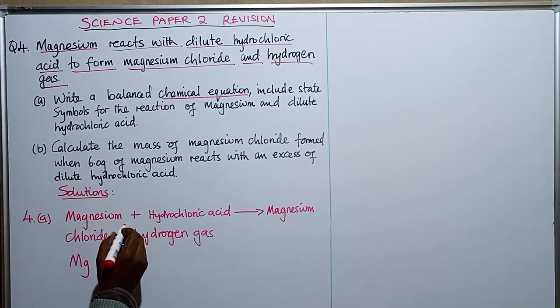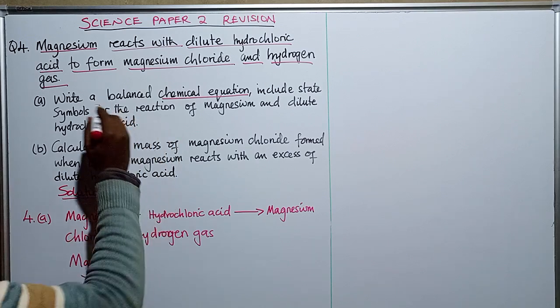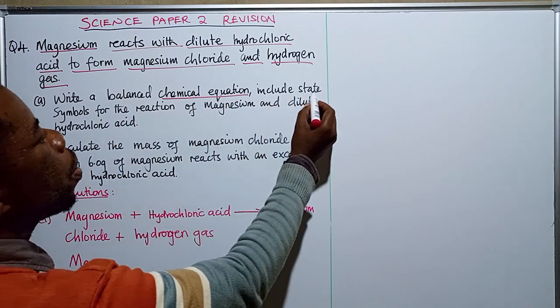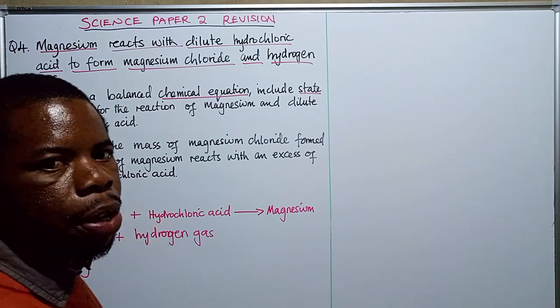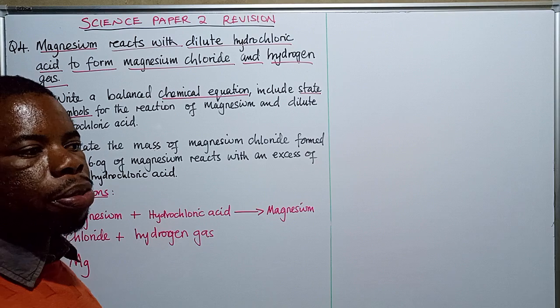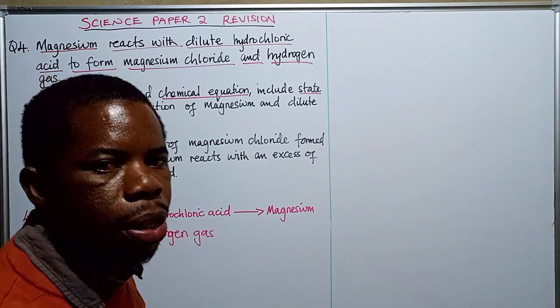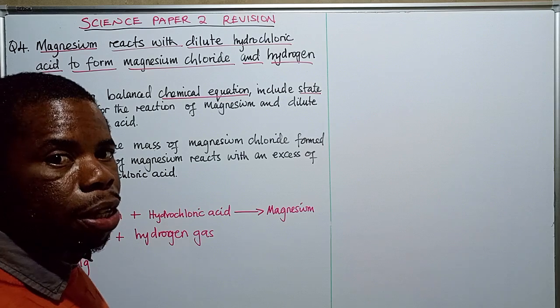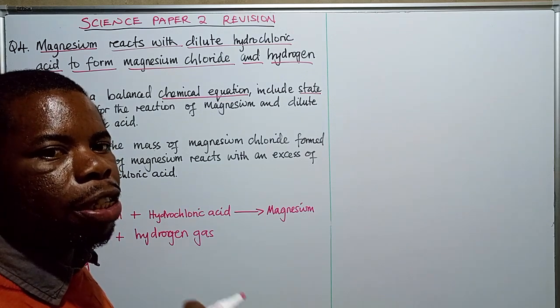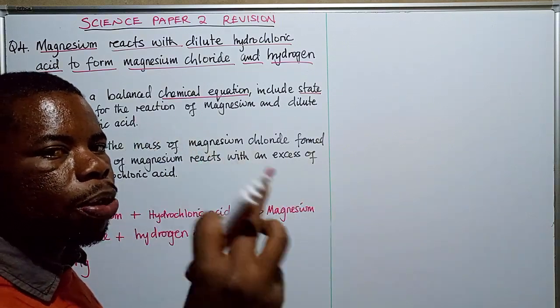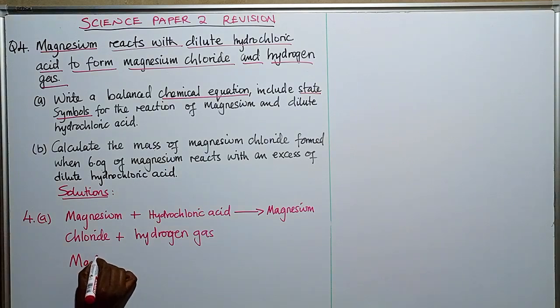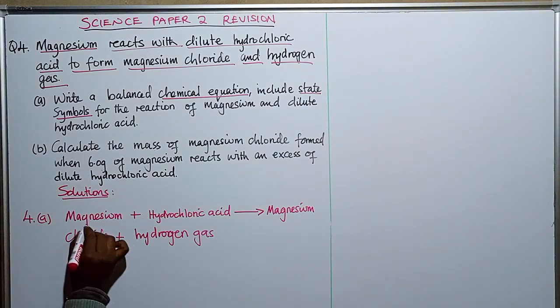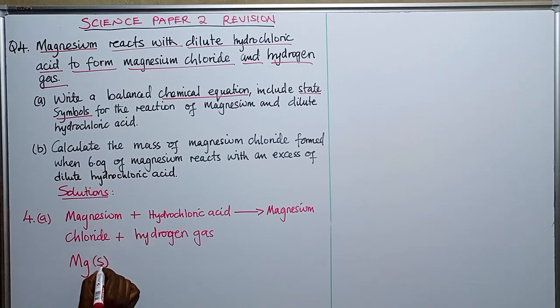Now, magnesium is a metal. They said here, write a balanced chemical equation, including state symbols. State symbols mean you include symbols that indicate the state in which the substance is. In this case, magnesium is a metal, so which of the three states, solid, liquid, and gas, is it in? It is solid. So you put S here for solid. We have written Mg(s), then you drop down the plus here.